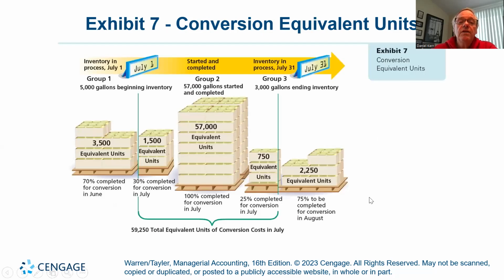So the total equivalent units for this period, just focusing on the middle here, are the 30% of additional work that you had to do on the beginning work in process, 1,500, the 57,000 that was started and completed this period, and the 750 units, because you had to add 25% of those to actually complete them this period. So there's your additional 750. And the 75% of the work needed to complete these units is going to be done in the next period, which is going to be August.